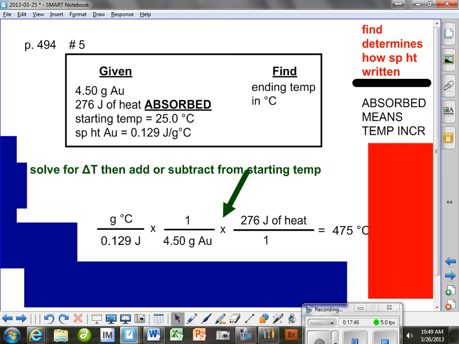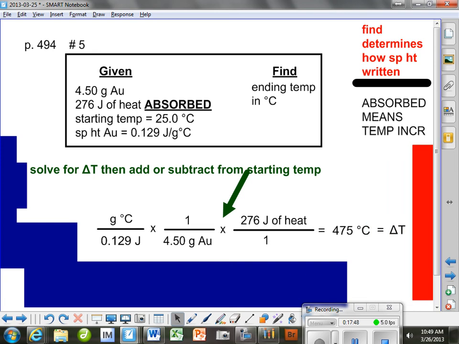Now when we run the numbers, this is what we come up with. Okay, and that number is not the final temperature. It's not the ending temperature. It's the delta T. So, Samantha, not with us anymore. Johnny, you're on. How are we going to figure out our ending temperature?